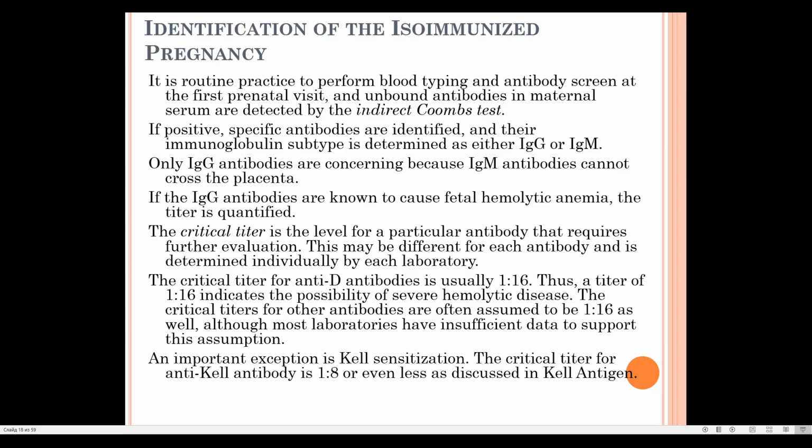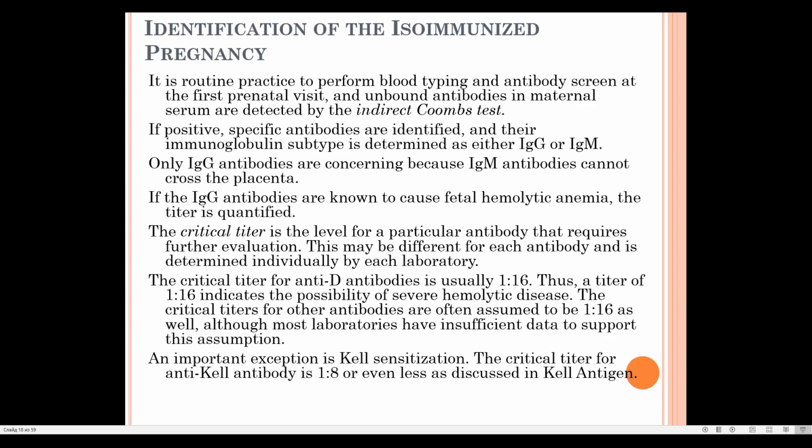The critical titer is the level for the particular antibody that requires further evaluation. This may be different for each antibody and is determined individually by each laboratory. The critical titer for anti-D antibodies is usually 1 to 16. Thus, a titer of 1 to 16 indicates the possibility of severe hemolytic disease.